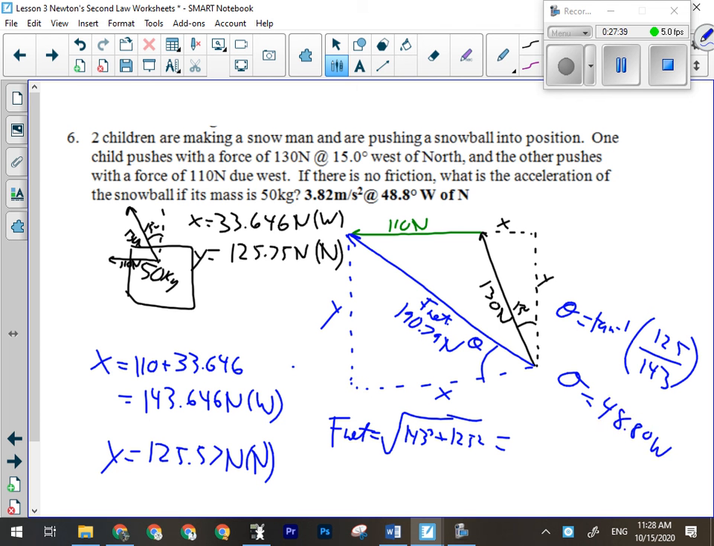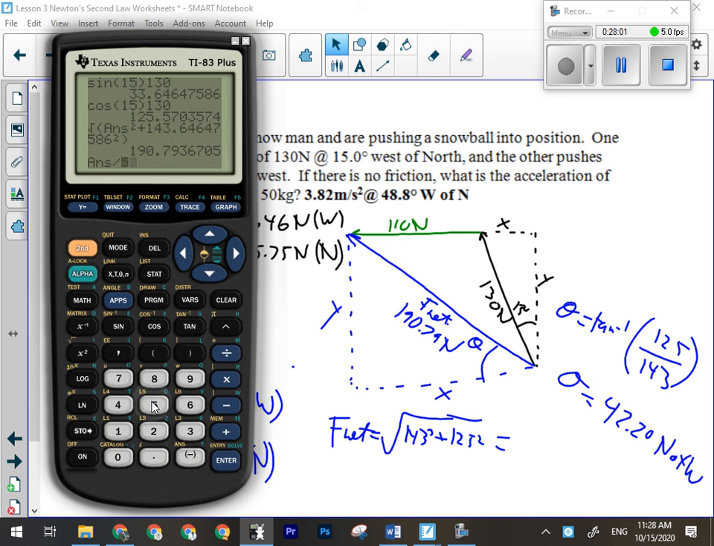Actually, sorry, mine will be 42.2 degrees north of west. Obviously it could be west of north if you drew it the other way. And then I've got to calculate my acceleration. So I'm going to take my net force divided by the mass, so this number here divided by 50 kilograms. We get 3.82 meters per second squared.